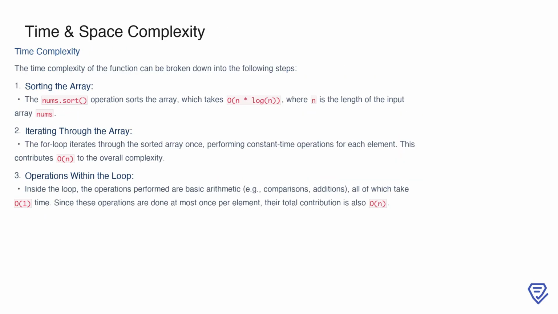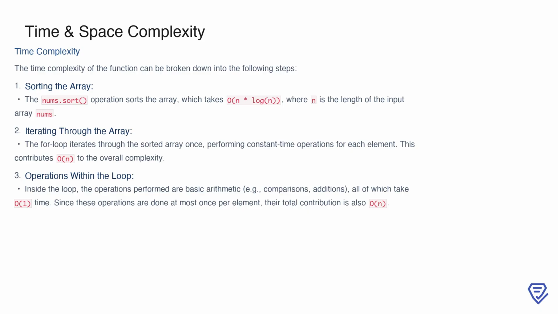To analyze the time complexity of our solution, we begin with the sorting step. Sorting the array using Python's built-in sort function is the most computationally expensive operation, requiring O(n log n) time, where n is the number of elements in the input array. Once the array is sorted, we iterate through it using a for loop. Each iteration processes one element and performs constant time operations such as comparisons and arithmetic updates. This iteration step, therefore, contributes O(n) to the overall complexity.